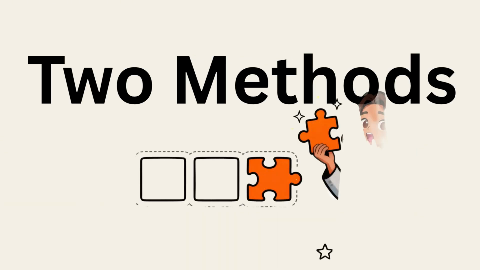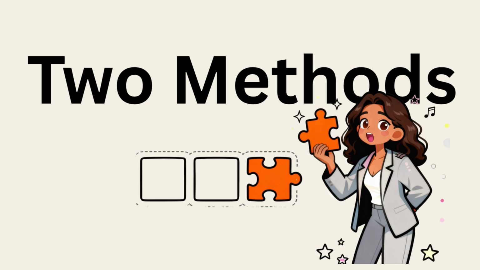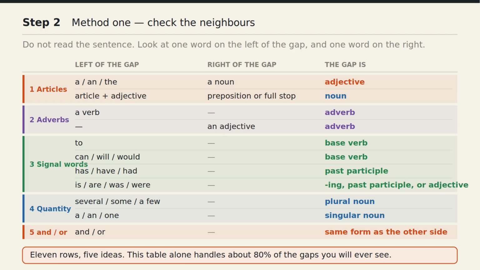This is the important part, and honestly, this is the part most people never learned properly. So I'm going to give you 2 methods. Method 1 is for most gaps, and method 2 is for the trick ones. Let's start with method 1. Okay, I'm putting a table on the screen now. Don't panic when you see it. It looks like a lot, but it's really just 5 ideas.